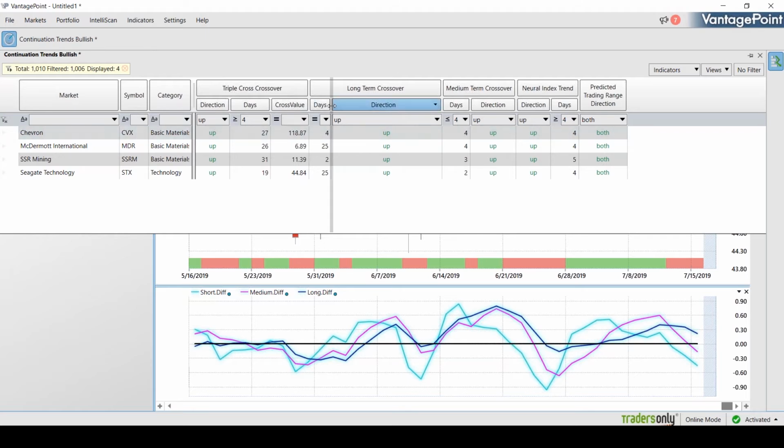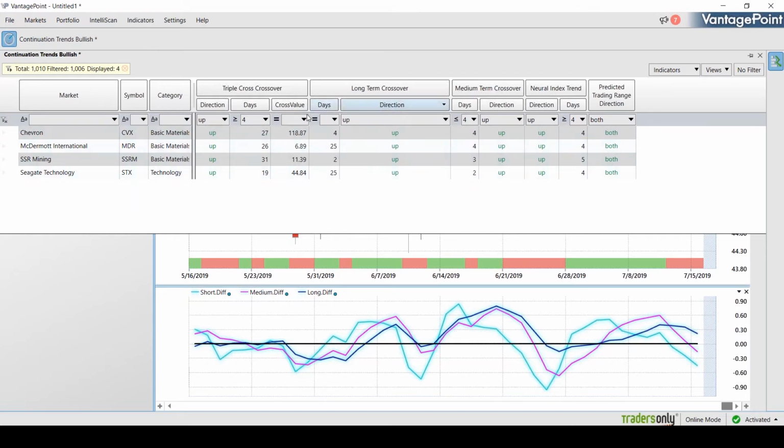So with the triple cross in here, we've got greater than or equal to 4 days. We also have the long-term crossover in here. We don't have a days in this category, but we have that direction pointed up. We do have greater than or equal to 4 days for the medium term. So this is a fairly fresh crossover, within the last 4 days, but that momentum is still moving because look at our neural index. That's our green bar moving up.